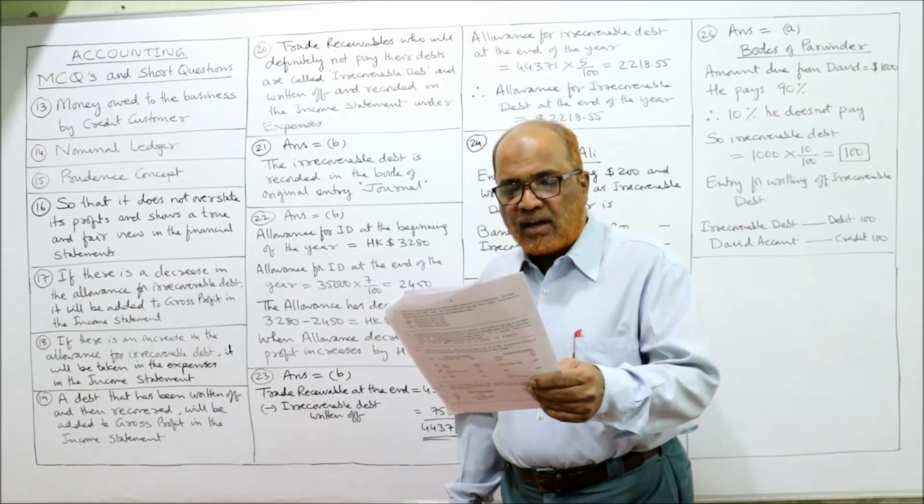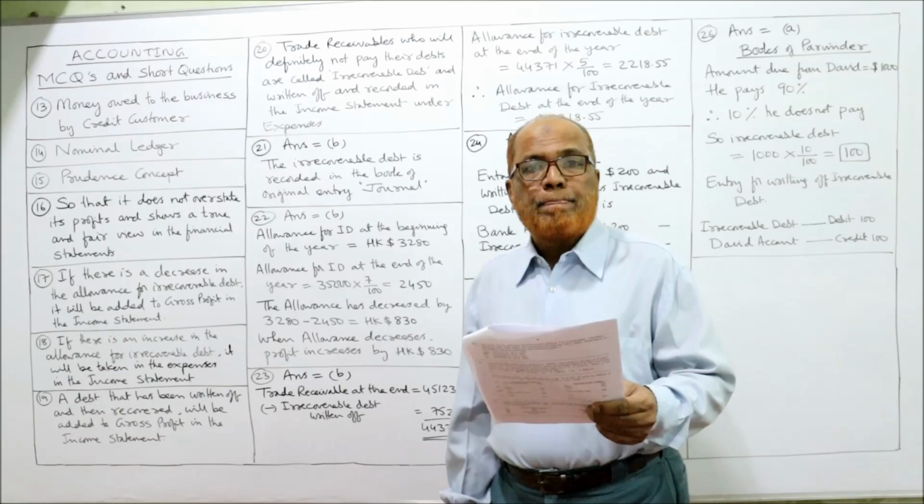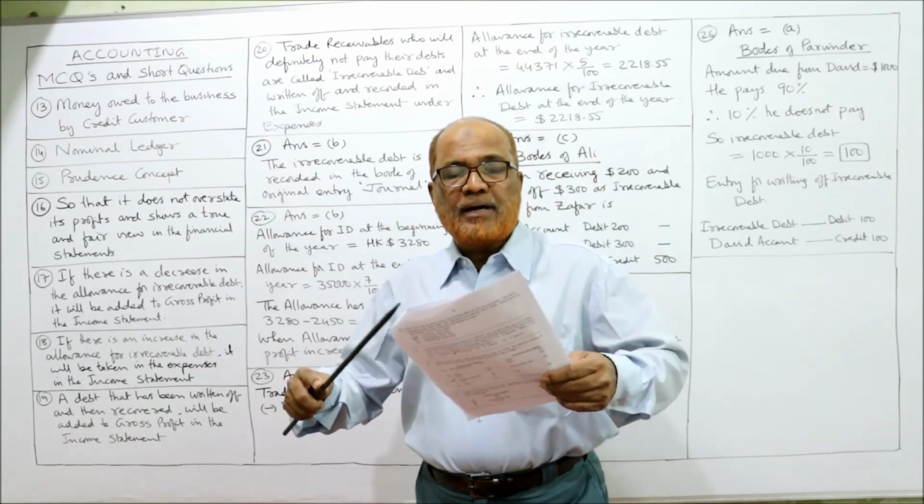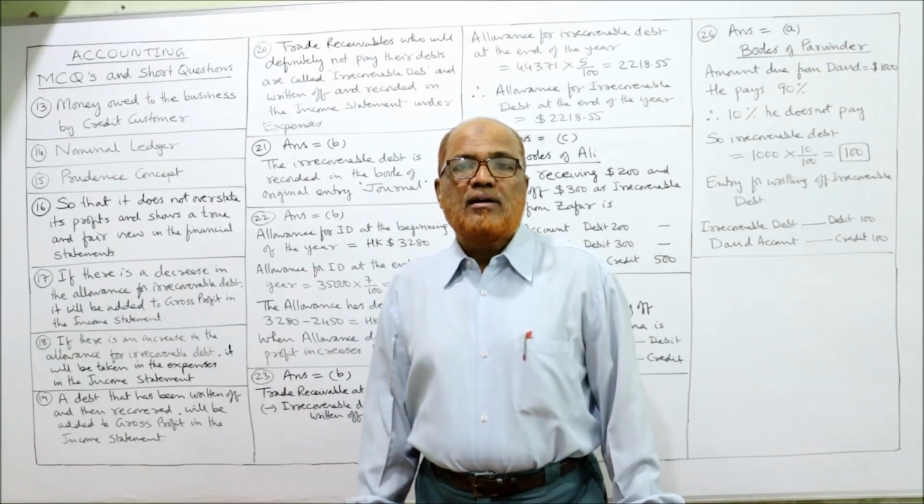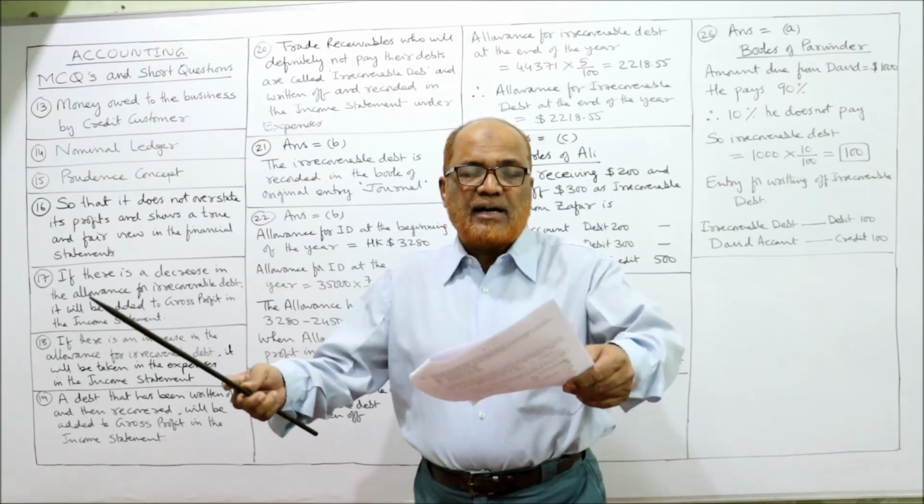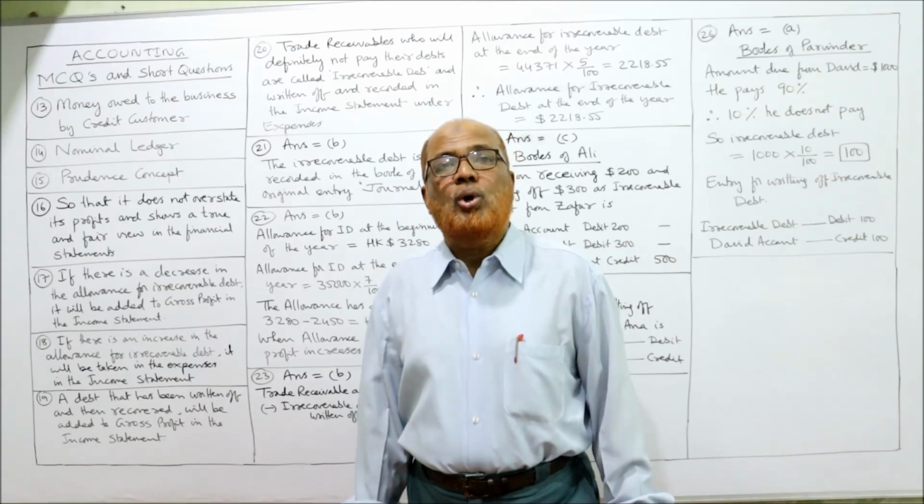Next one, 19th. What is the effect of irrecoverable debt which was written off? It was now recovered. Earlier, the irrecoverable debt was written off. Now it is recovered. When the irrecoverable debt is recovered, that amount will be added to gross profit.